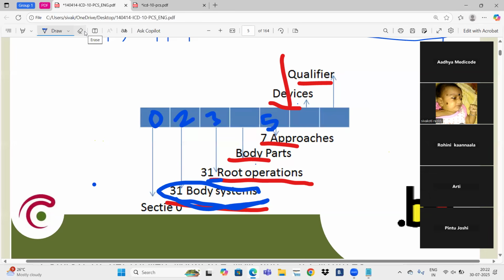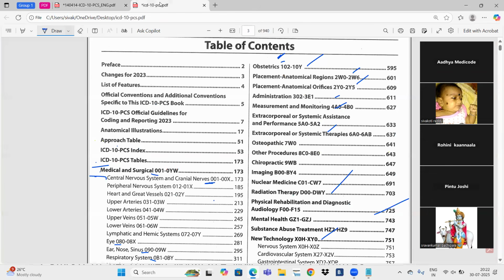But in inpatient coding, these body systems are divided more elaborately. In total, there are 31 body systems in the inpatient PCS code. They divided them more accurately, more elaborately. So where do we need to find these body systems? It comes under the table of contents, under medical and surgical.